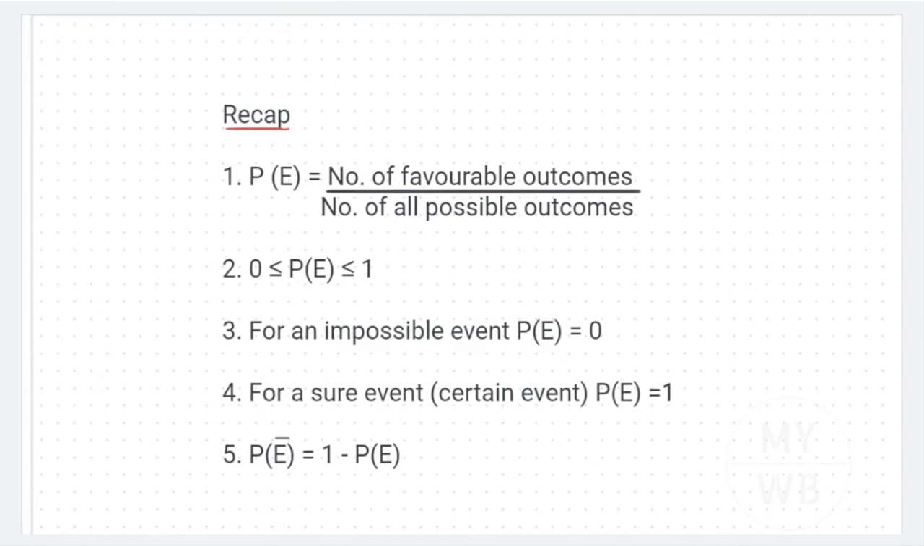Now let's have a short recap of what we have learned so far. The probability of event E is the number of favorable outcomes divided by the number of all possible outcomes. Probability of E is always greater than or equal to 0 and less than or equal to 1. For an impossible event, probability is 0. For a sure or certain event, probability is 1. And the probability of not E, or probability of E bar, is equal to 1 minus probability of E. E and E bar are complementary events.